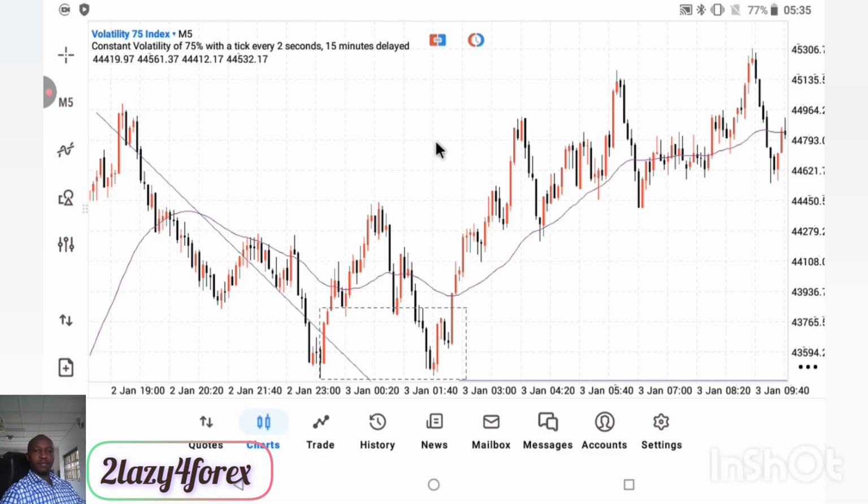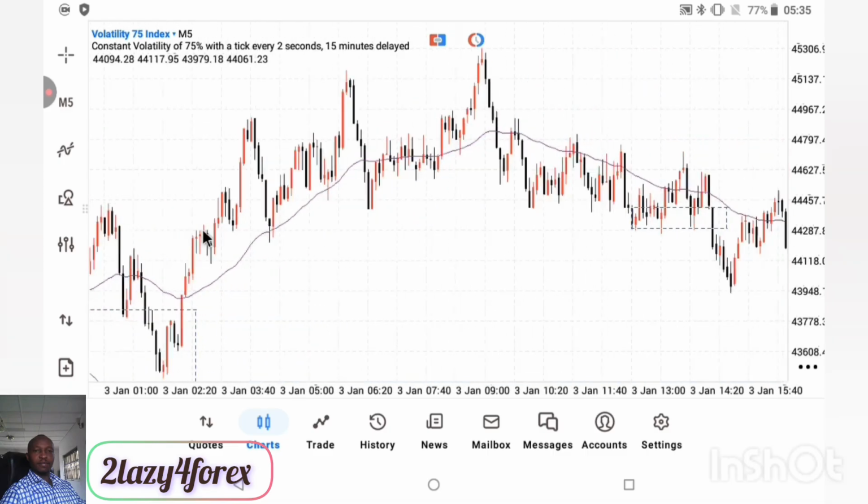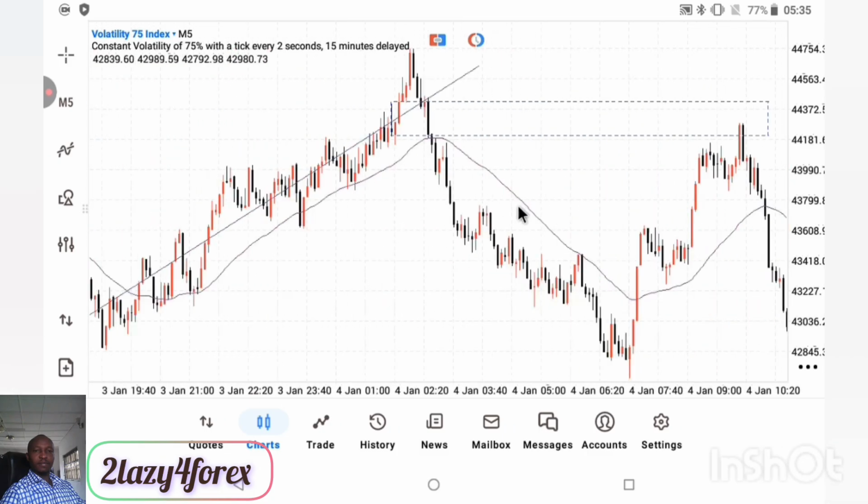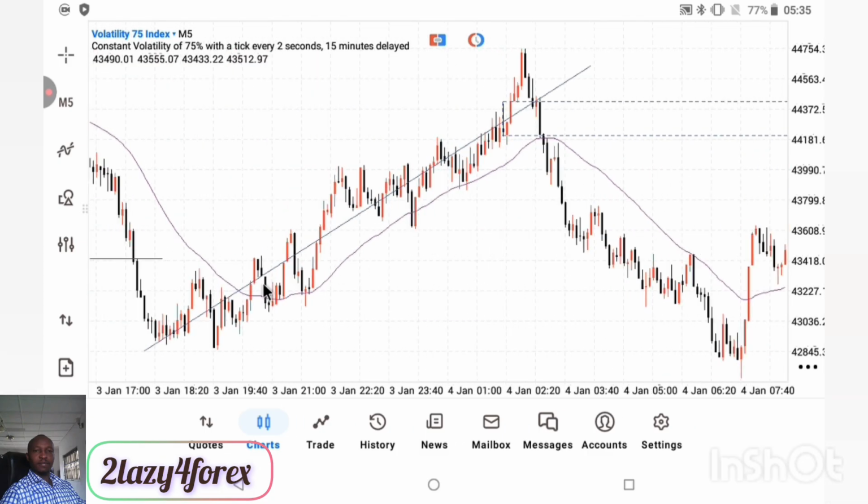This is a very simple strategy. Let's check another example. So this is another example. Price broke. This is a sell. What we've checked before was a buy model. This is the sell model.